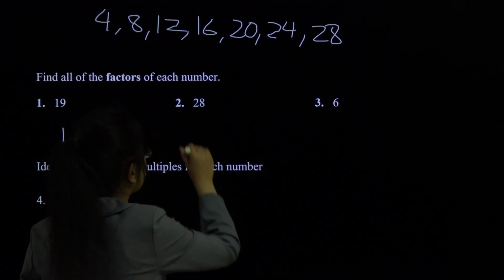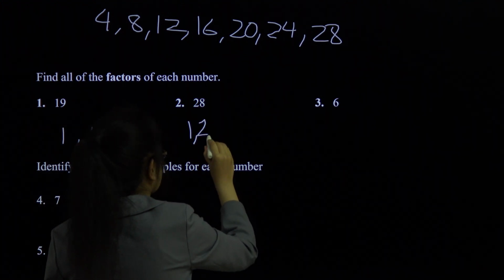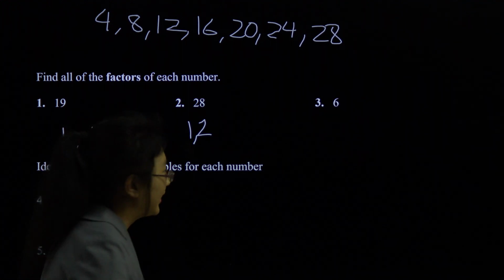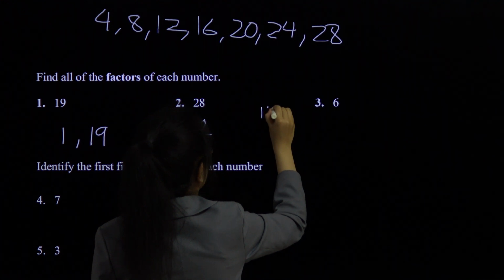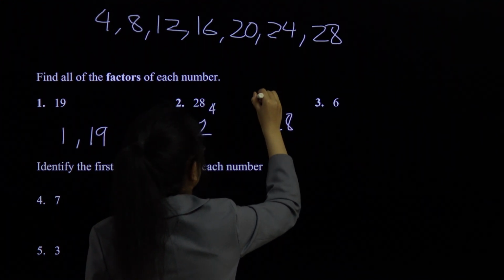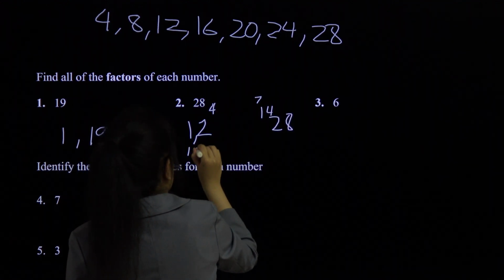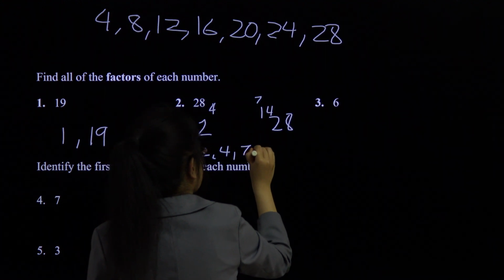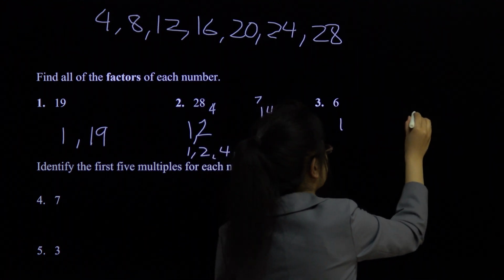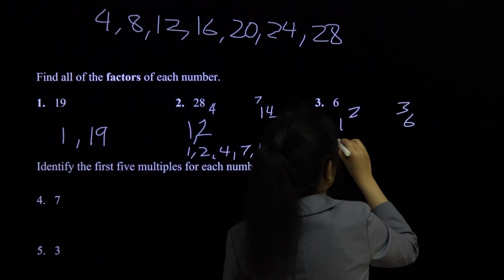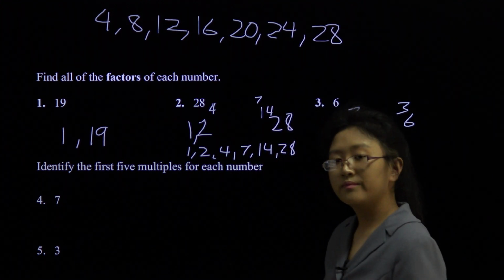28. 28 can be divisible by 1, 2. Okay, guys, here's how I like to factor. 1, 28. 2, 14. 4, 7. You just go up in a pyramid. And you get 1, 2, 4, 7, 14, 28. For 6, it would be 1, 6, 2, 3. 1, 2, 3, 6 are the factors of 6.